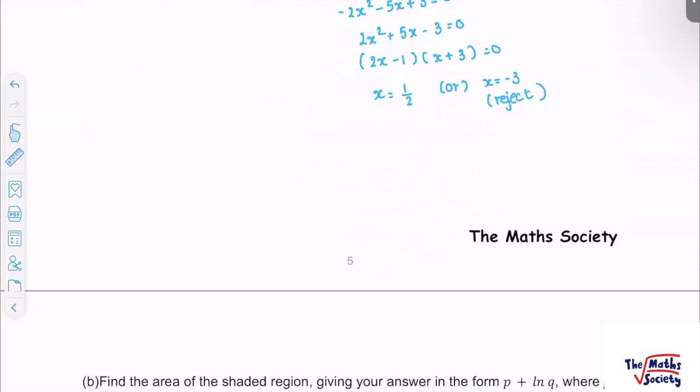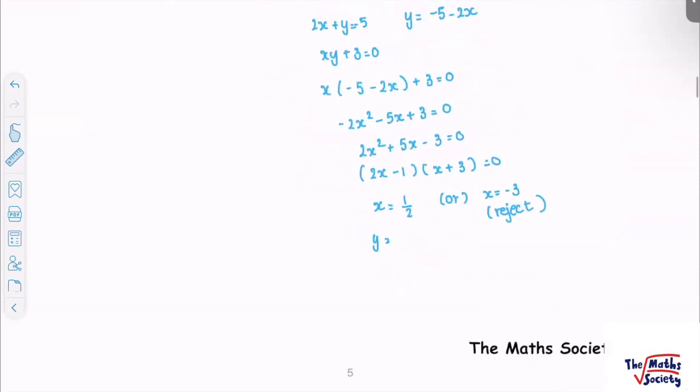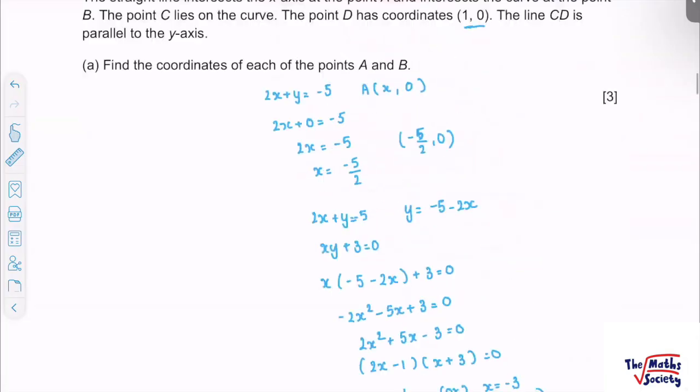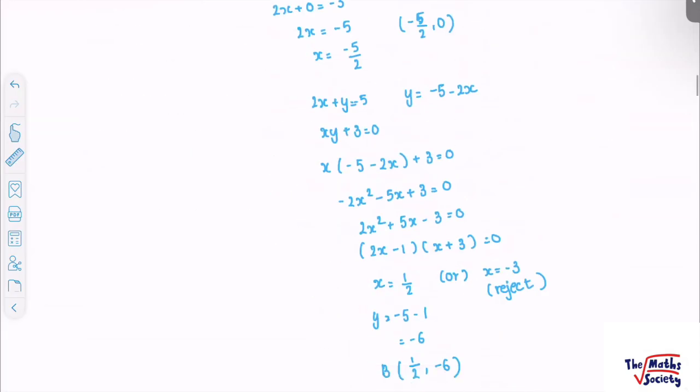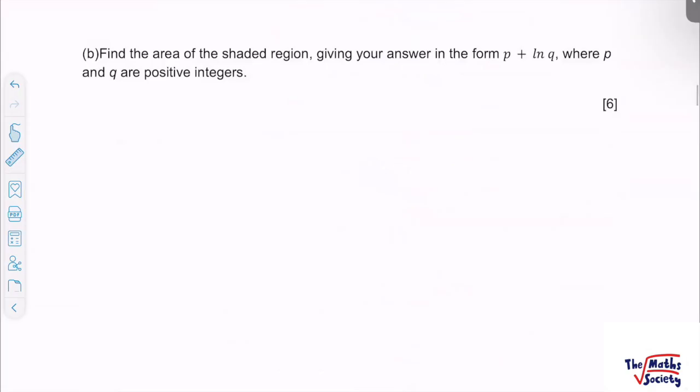And then you're going to find y for this, which is going to be, I believe, minus 5 minus 2x, which is just 1. So that's going to be minus 6. So b value is going to be half, comma, minus 6. So then here it is, half, comma, minus 6. And moving on to b, it says to find the area of the shaded region and calculate the answer in the form p plus ln q.